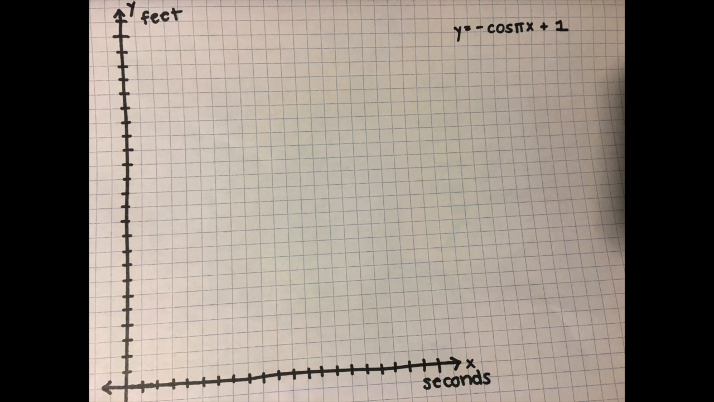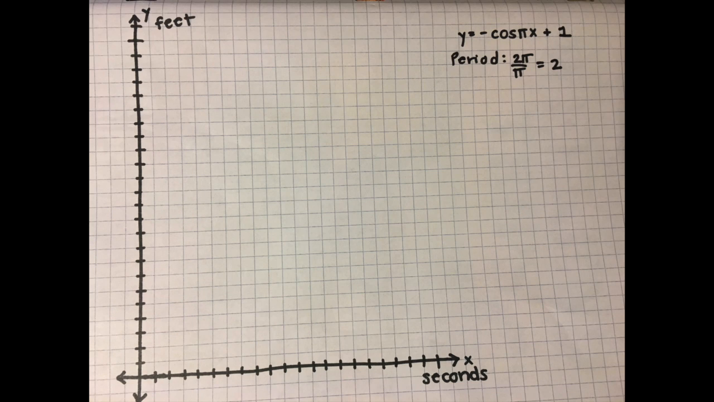Next, we have our equation: negative cosine pi x plus 1. This represents the ball's movement after it has hit the ground and shows how high it bounces in a certain period of time. To find the period, or when the graph repeats itself, we can use the nifty formula 2 pi over k. K in this case is pi. So when plugging the values in, we get that the period is 2, and since it is on the x-axis, it is 2 seconds.